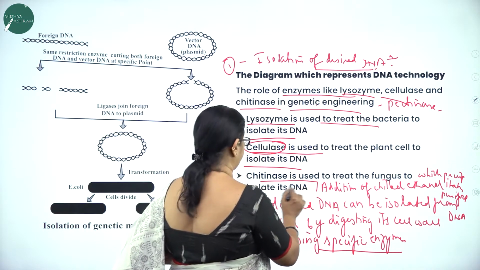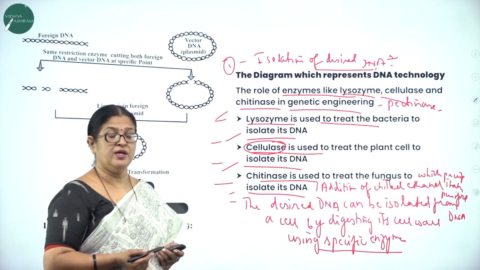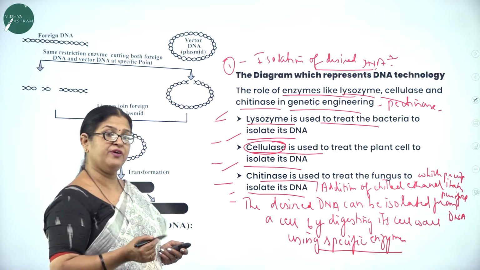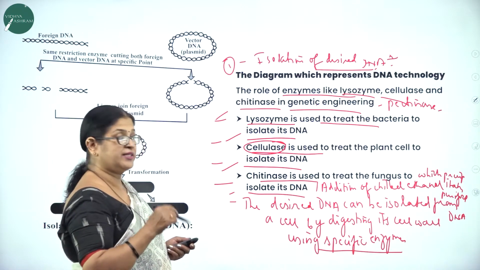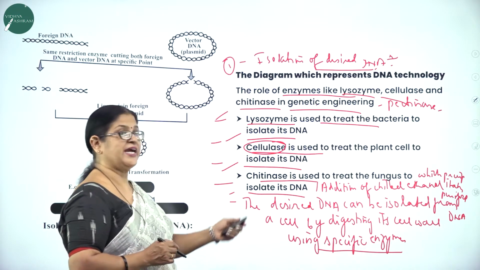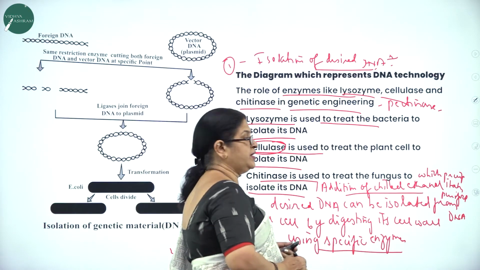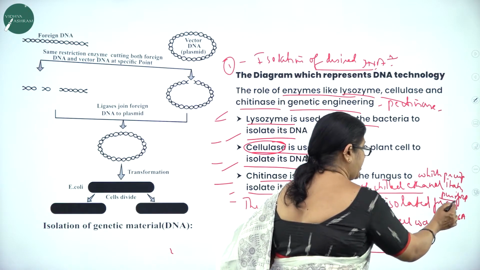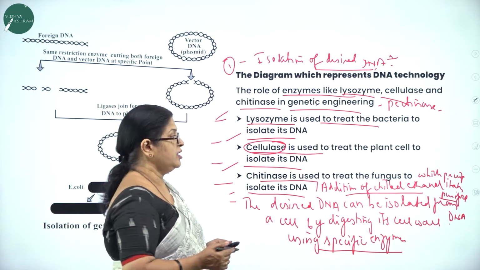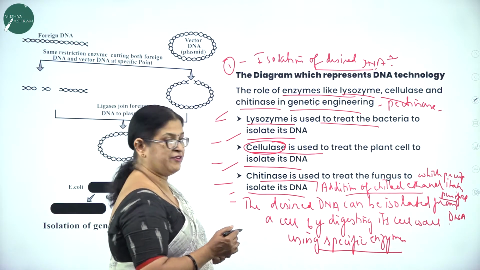Chitinase is used to treat the fungus to isolate its DNA. As we know, the fungal cell wall is made up of chitin, a very hard, rigid cell wall. So to treat the fungus cell wall, which is made up of chitin, what is the name of the enzyme that is used? Chitinase. And addition of chilled ethanol is also used to precipitate purified DNA.